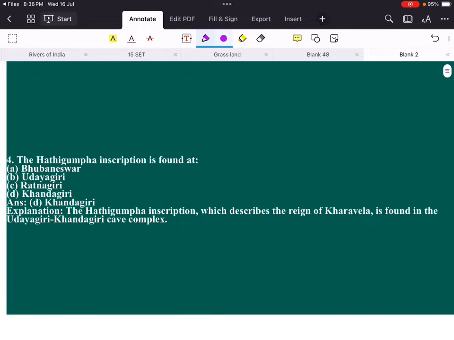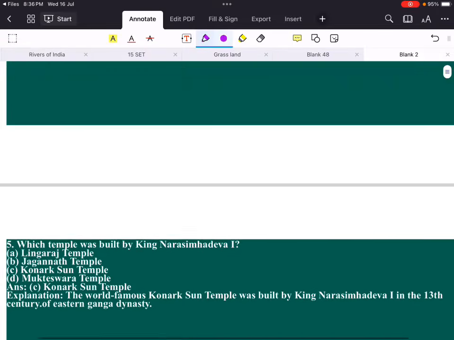Question number 4. The Hathigumpha inscription is found at, that is option D, Khandagiri. The Hathigumpha inscription which describes the reign of Kharvela is found in the Udaygiri Khandagiri cave complex.